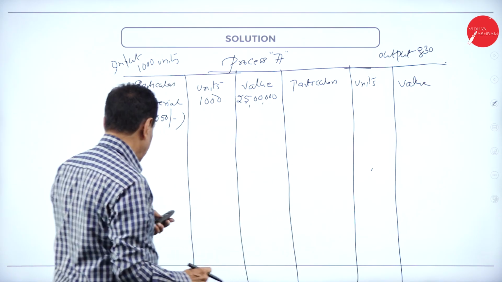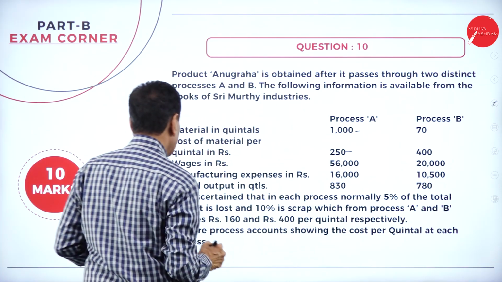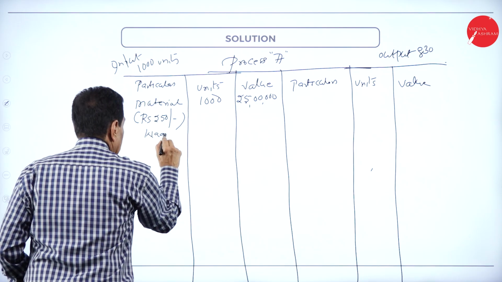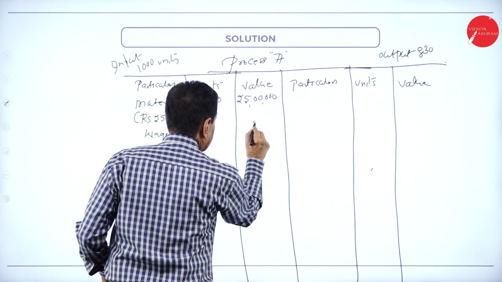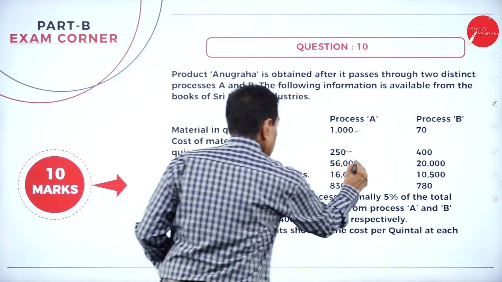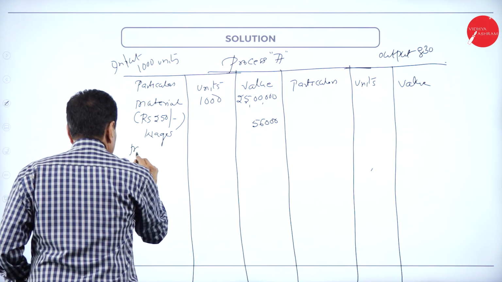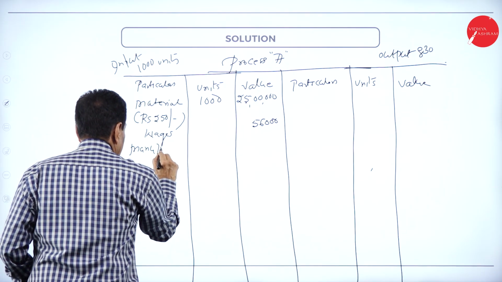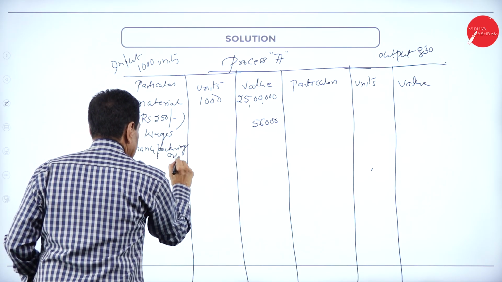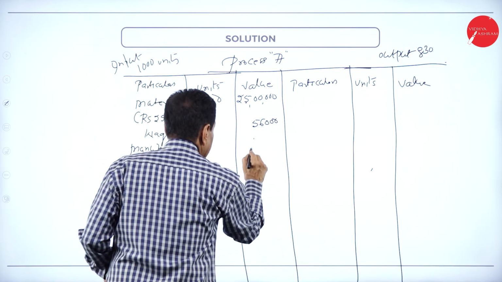Then we'll go to expenditure. What is the next one? Then wages, 56,000. Then manufacturing expenses, 16,000.